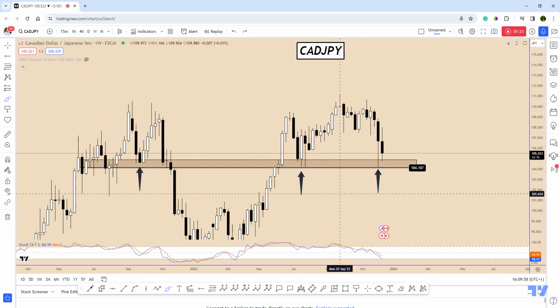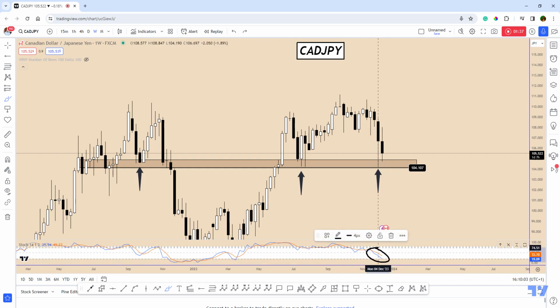On the other hand, on the weekly chart, we can see also that the stochastic already reached the oversold conditions. It can take some time in order to change the direction. However, this is already in oversold zone.